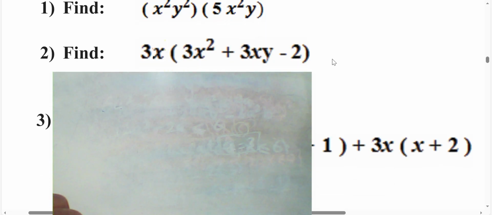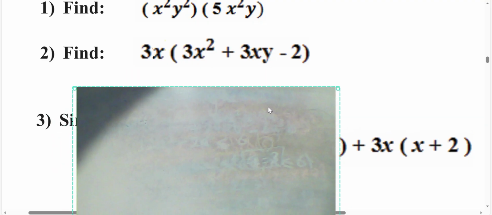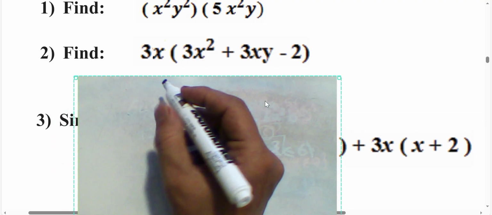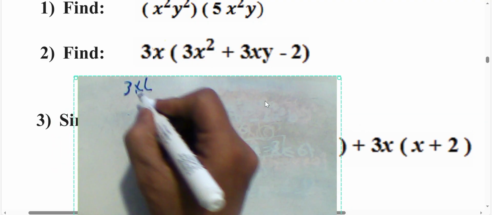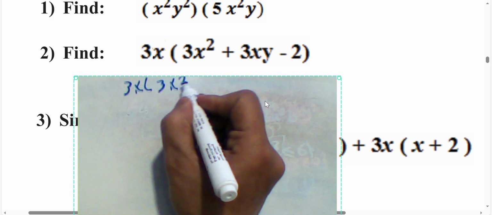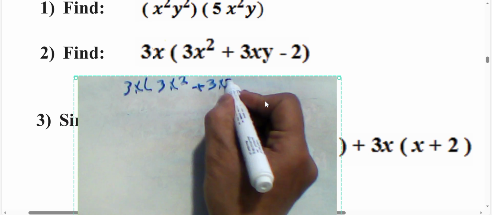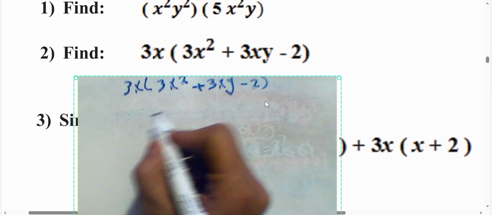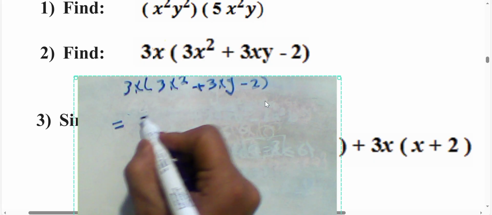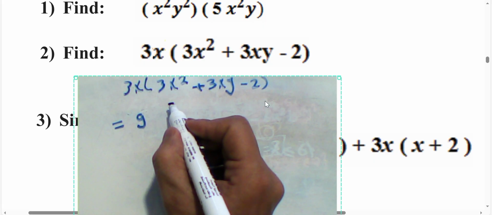Find the result of this expression. We can use distributive properties. We have 3x multiplied by 3x power 2 plus 3xy minus 2. We can use distributive properties. 3 times 3 is 9. x times x power 2 equals x power 3.